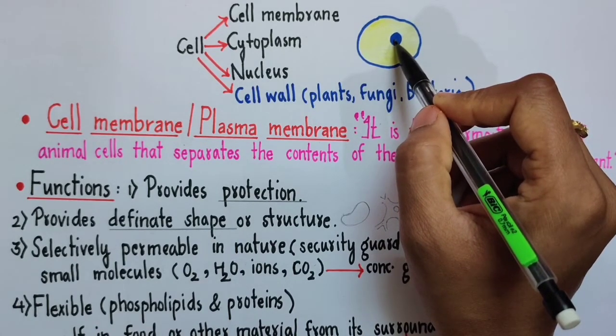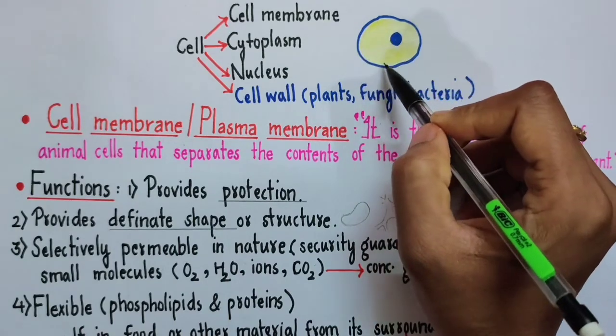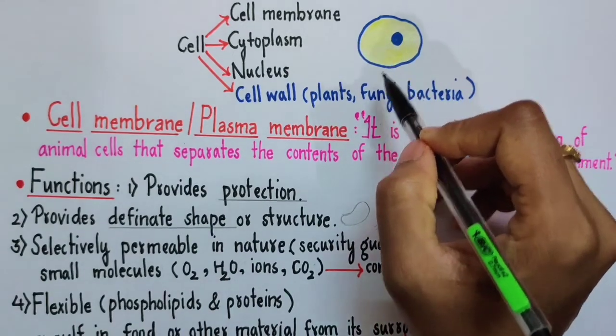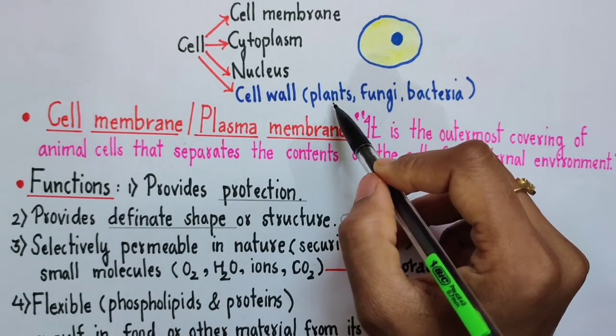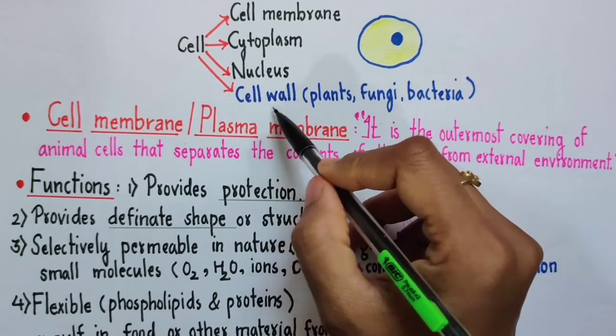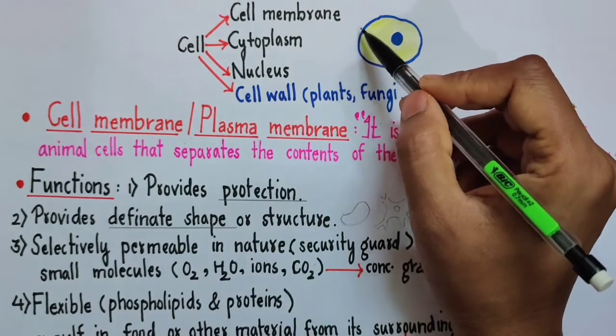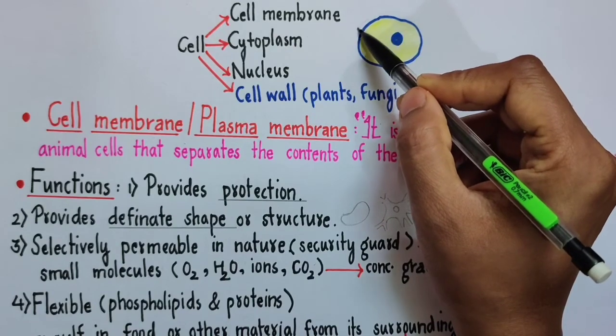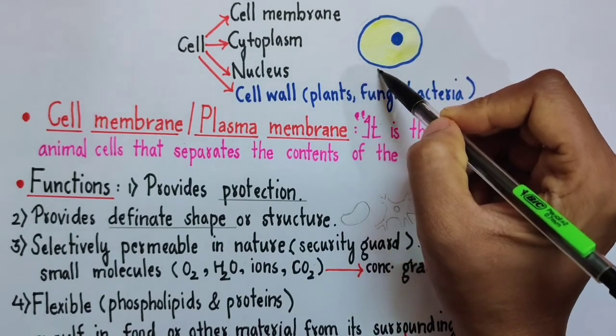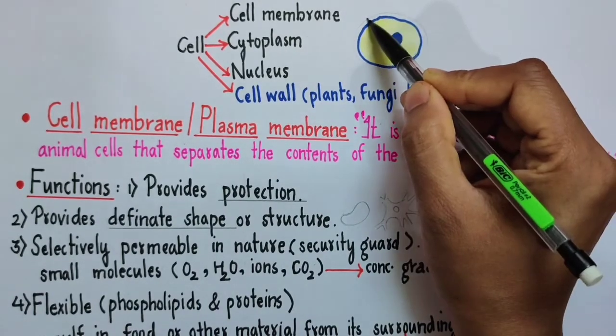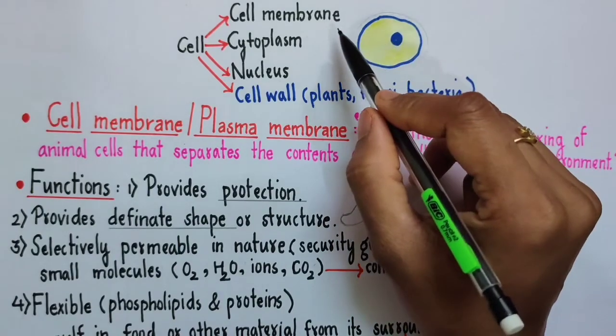Now in addition to these three parts, when we talk about fungi or plants or bacteria, there is one more layer, that is the cell wall, and that cell wall will be present around this plasma membrane. So this was about the parts of the cell.